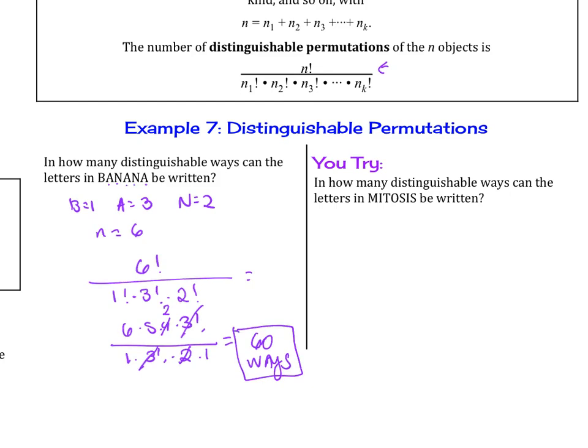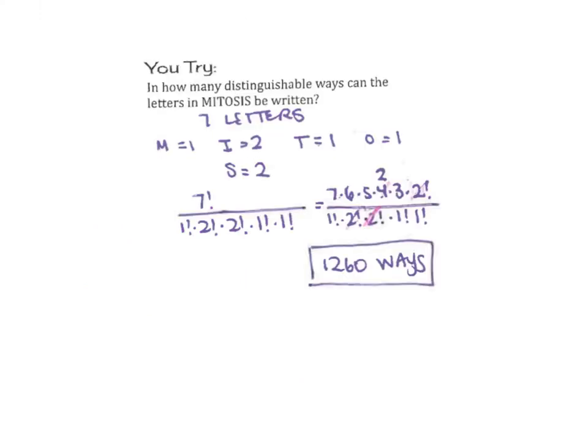Now, try this example. How many distinguishable ways can the letters in mitosis be written? So if you tried this out, there are 7 total letters. M, there's 1, I, there's 2, T, there's 1, O, there's 1, and S, there's 2. So you should list it out like this, and then multiply all the way through. You'll find there's 1,260 ways that mitosis can be rewritten.